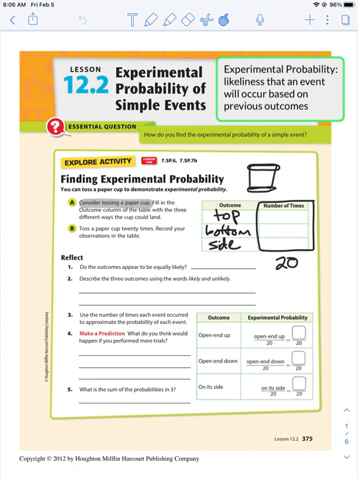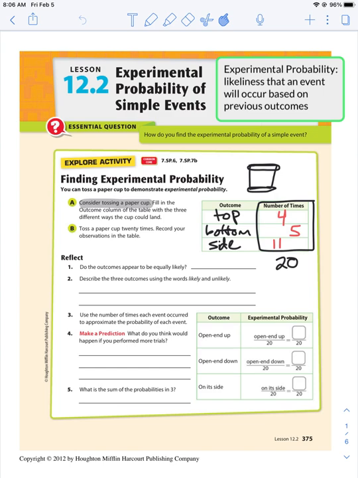I'm also going to do that and record my outcomes. All right, so my cup landed on its top, so upside down, open end down, 4 times. Landed on the bottom, so right side up, 5 times. And it landed on its side 11 times.